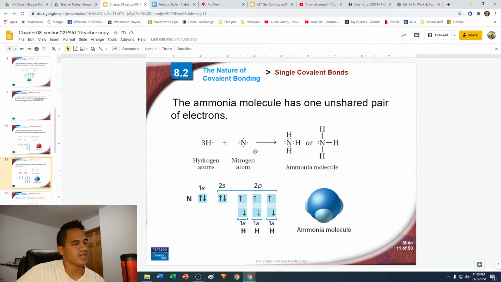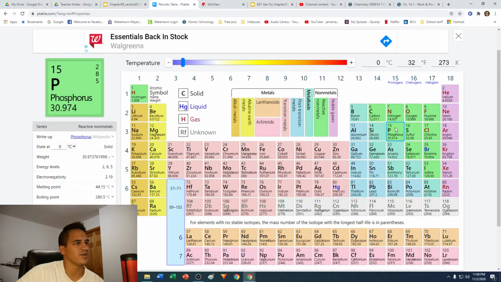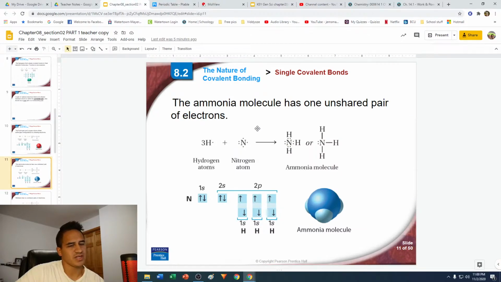Last example here is nitrogen. Nitrogen is in column 5 on the periodic table, right here. It has 5 valence electrons, which are shown in this diagram. It needs to gain 3 more to get up to 8. If we take 3 hydrogen atoms, again each with 1 valence electron, we can share that 1 valence electron with each of these non-bonded single electrons on the nitrogen and make 3 single covalent bonds to make a new molecule, and this is called ammonia.